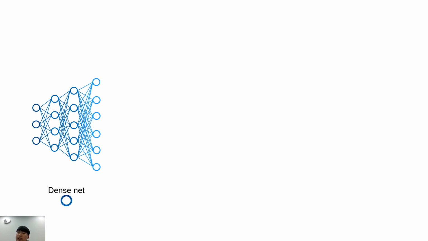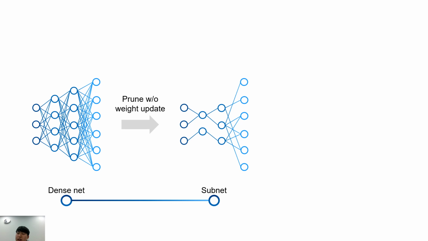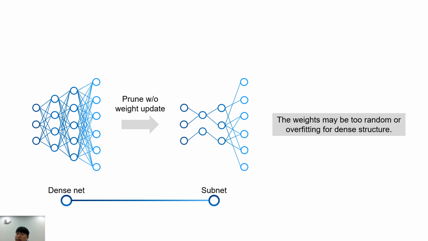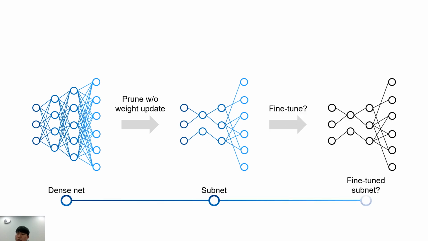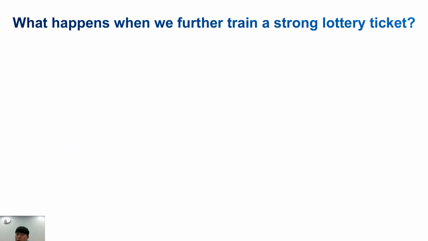In the previous experiments, we obtained the subnetwork from the dense network without any weight update. However, we are concerned that the weights may be too random or overfitting for dense structures. Therefore, we wonder if we can improve the performance of the subnetwork even more by fine-tuning the remaining weights. In other words, the final question for research is what happens when we further train strong authority tickets.